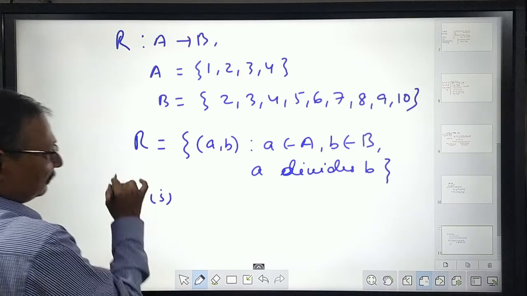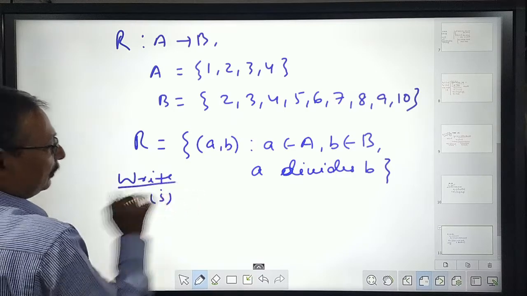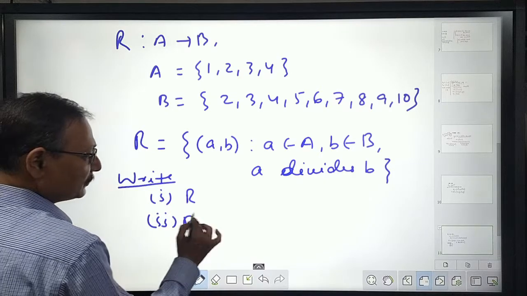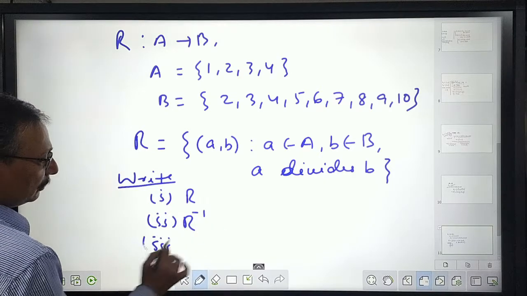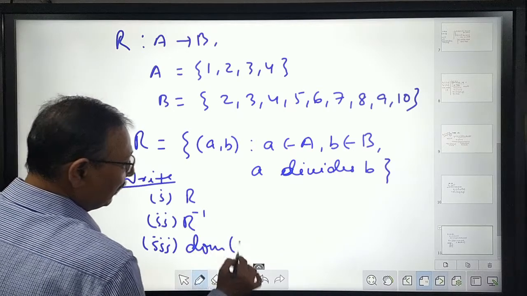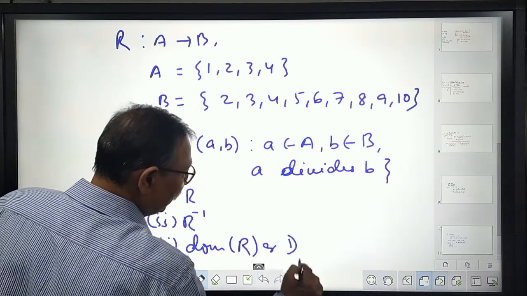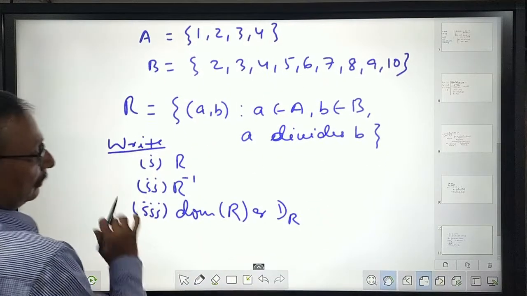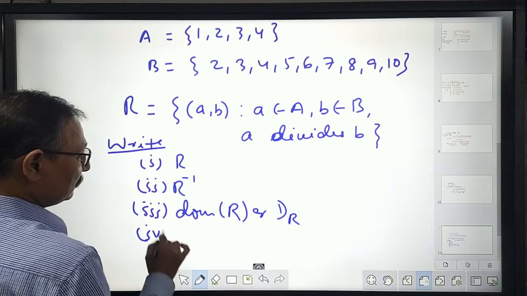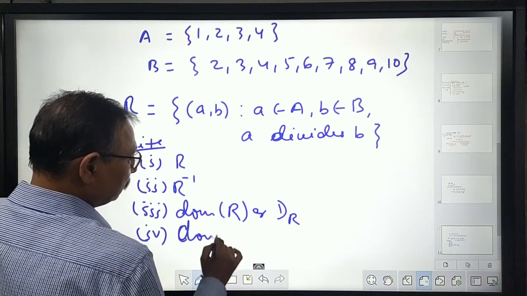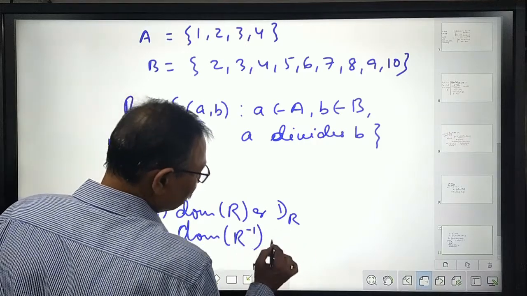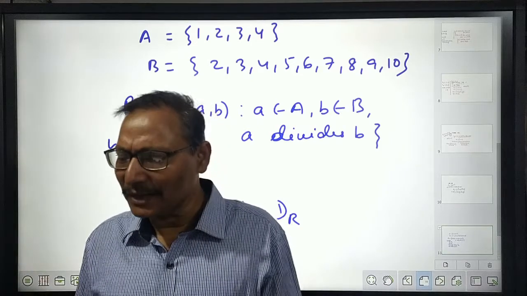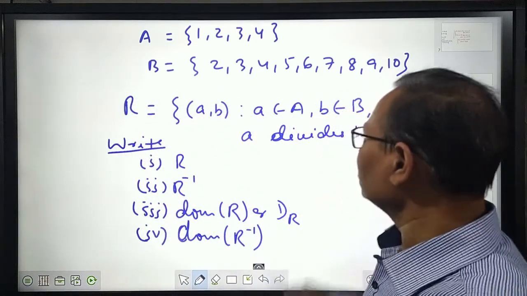Having this, we are to write these things. Number one, write R; number two, R inverse; number three, domain of R; fourth one, domain of R inverse. Okay, so these are to be formed, and this is a very simple question, and this is the last example in the process of recalling the relation.